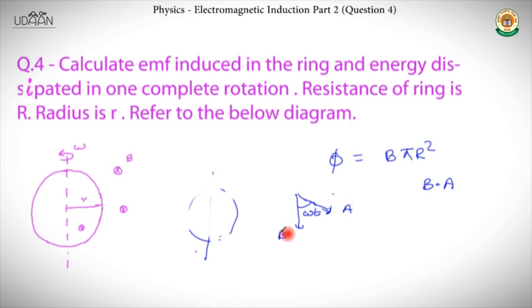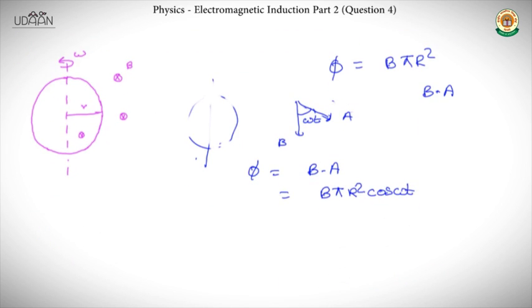So at any time t, the flux linked with the coil would be B dot A. That is nothing but B into pi r square into cos omega t, where pi r square is the area. So initially at time t equal to 0, this is placed perpendicular to the magnetic field. So at that time the flux linked is maximum, but it is gradually decreasing, because the ring is rotating and it is moving out of the plane of the paper.